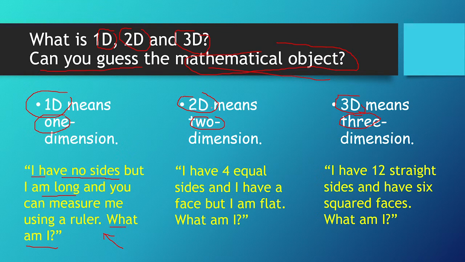As for 2D, the clue is this. I have four equal sides and I have a face, but I am flat. What am I? Can you guess what this is? You have learned maths before, right? I'm sure you know what this is. And then 3D. I have 12 straight sides and I have 6 squared faces. What am I? This should be easy.